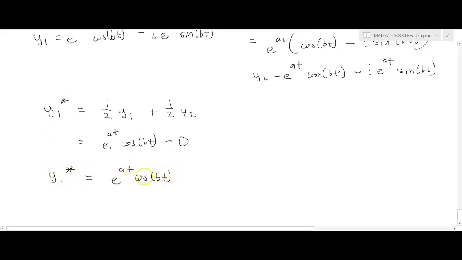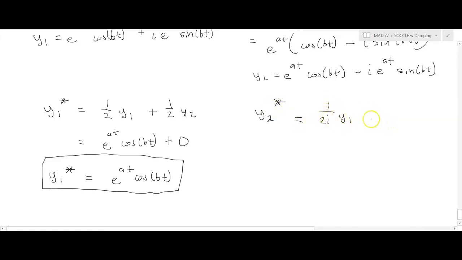Now, there's nothing wrong with doing that. An imaginary number still acts and is treated just like a constant. So just because you see an i in an equation does not mean that it precludes the use of regular mathematics. Now, y2 star, I'm going to take another combination of these. I can't do the same thing, but if I play this little trick and I take 1 over 2i times y1 minus 1 over 2i times y2. Now, 1 over 2i is a constant. It's perfectly fine to use that.